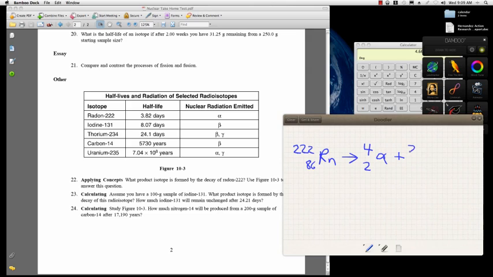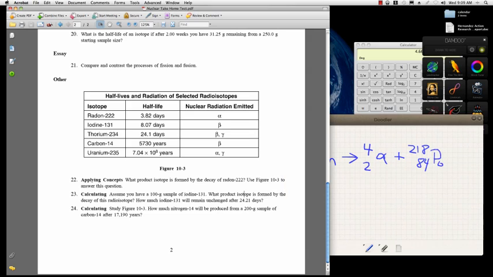222 minus 4 gives us 218 up here at the top. 86 minus 2 gives us 84. All we have to do is look up number 84 on the periodic table, and that corresponds to polonium. And that's how that problem is done right there. All right, moving on to the next problem.